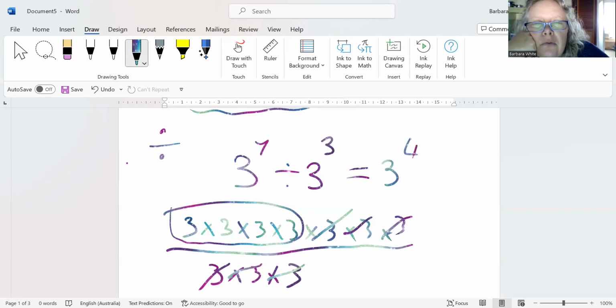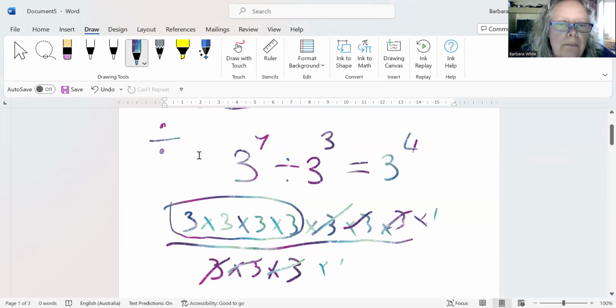Now, when it's on top of a fraction, what does that actually mean? You really have to understand your fractions to get this, but this is multiplied by 1 and this is multiplied by 1. You're actually doing 3 to the power of 4 divided by 1, which is the same as 3 to the power of 4. So whatever's on the top of the fraction, if there's nothing else on the bottom, you just look at what's on the top.